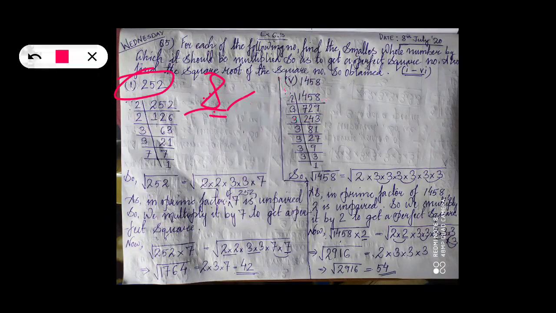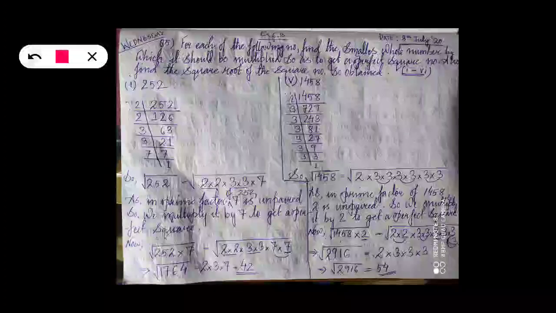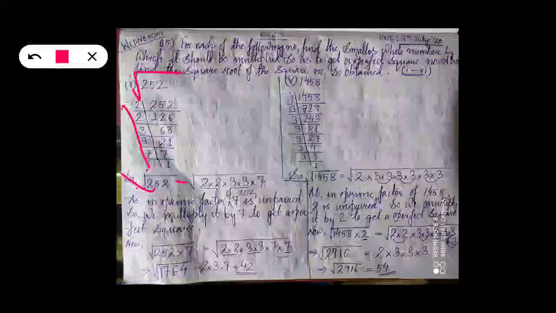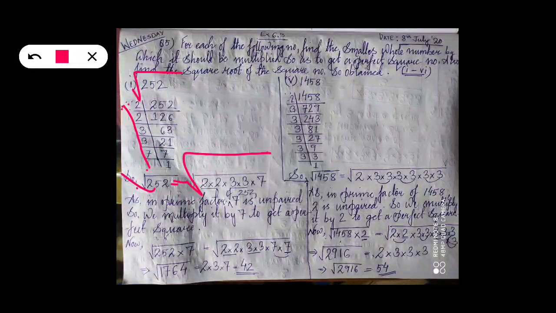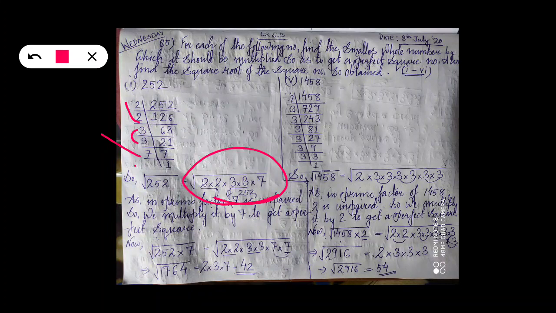Those who have not understood, let's look at the solutions properly. You'll understand them. The first number, Roman number 1, is 252. Our first work is to find the prime factors of this number. So by doing the factorization, we got these numbers. We'll write the square root sign, equals the prime factors of what we have got just now. There are 2 2s, 2 3s and 1 7. So these are the prime factors of 252.